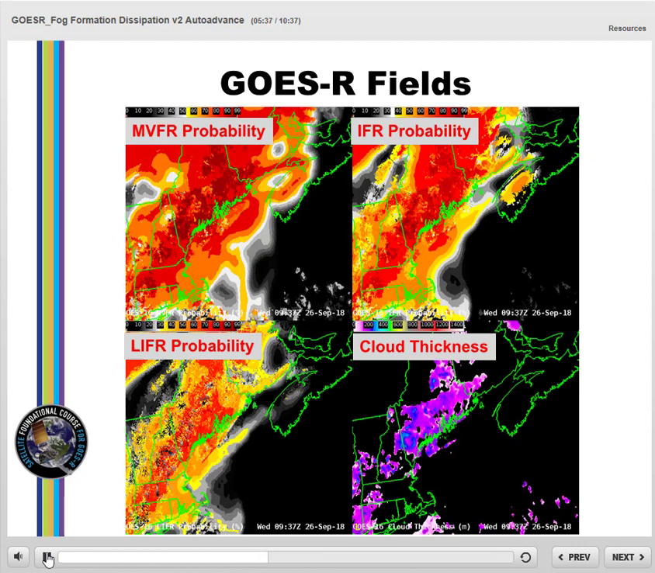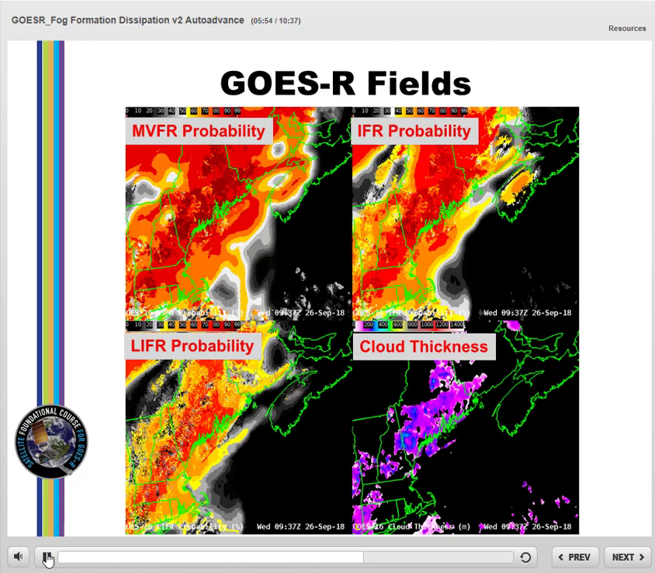GOES-R cloud thickness is not created in regions of multiple cloud layers because satellite information on the lowest layer is missing in such cases. GOES-R cloud thickness is also not computed during twilight conditions because of rapid changes in the reflected component of the 3.9 micrometer radiation.